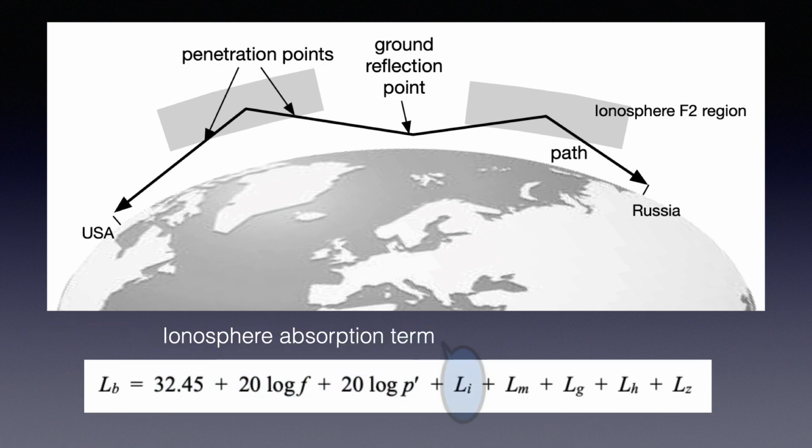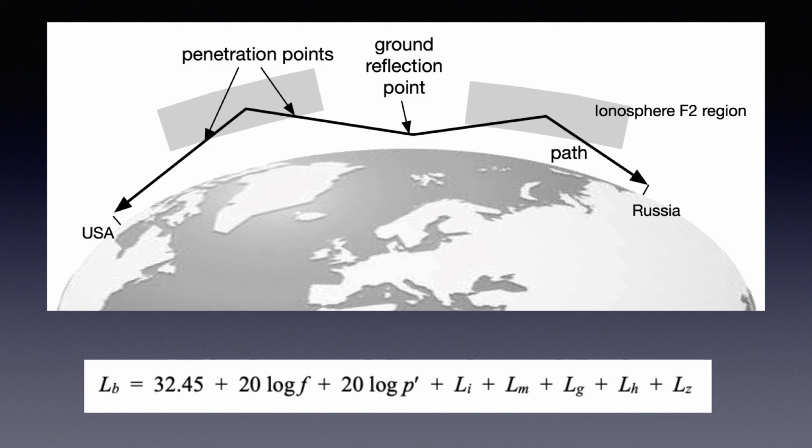Firstly, the wave enters and leaves the ionosphere a couple of times and experiences resulting absorption. The absorption term, Li, is determined by some complex maths involving the smooth sunspot number and parameters describing the model built from ionosonde data over many years. This term has a huge influence on whether the received signal will be above the receiver threshold or below.